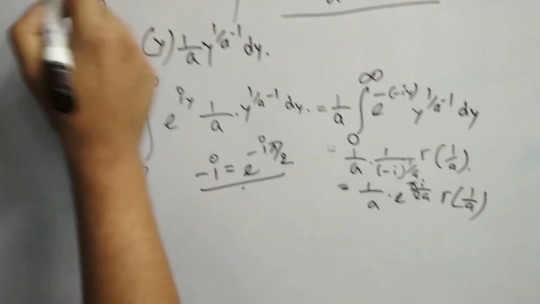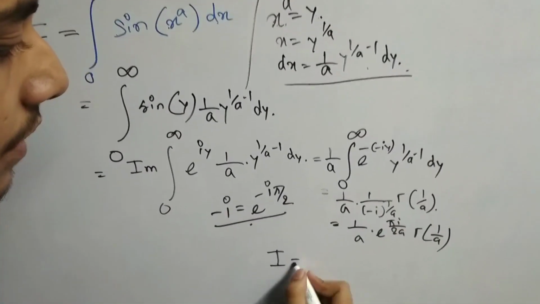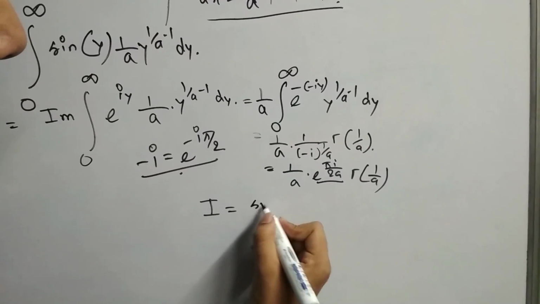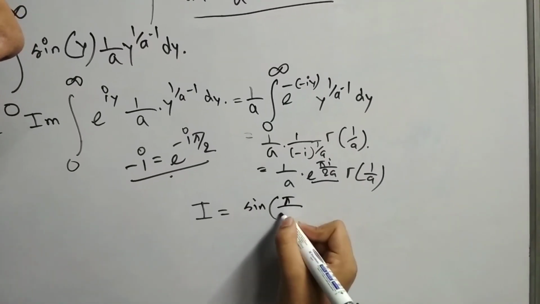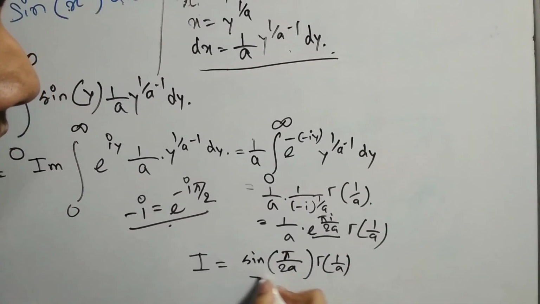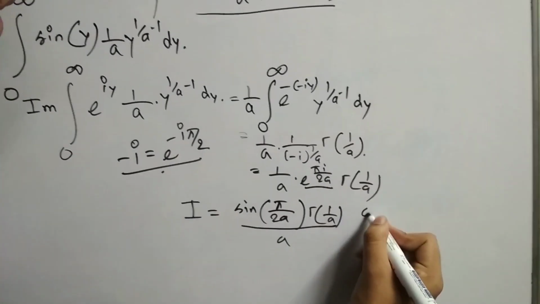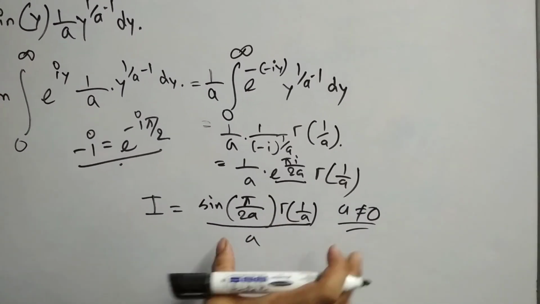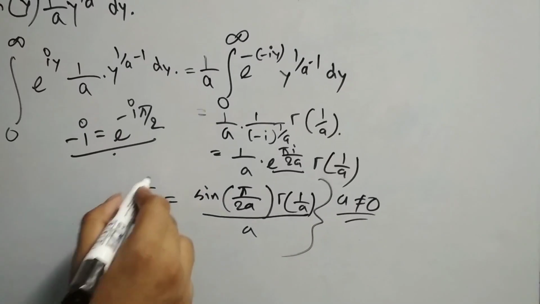So if we let this integral be I, the answer is the imaginary part, and the imaginary part of e to the power ix is sin x. So the answer turns out to be sine of pi by 2a times gamma of 1 upon a, and as you can see a cannot be 0, or else it would have been undefined. So this is the closed form of this integral, and I hope you like it.